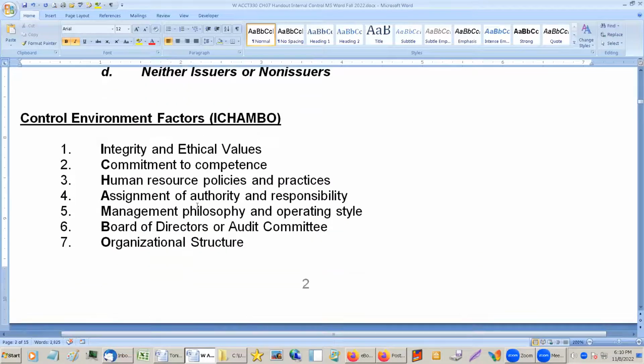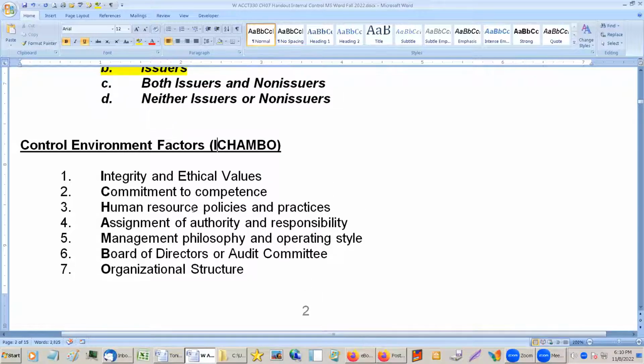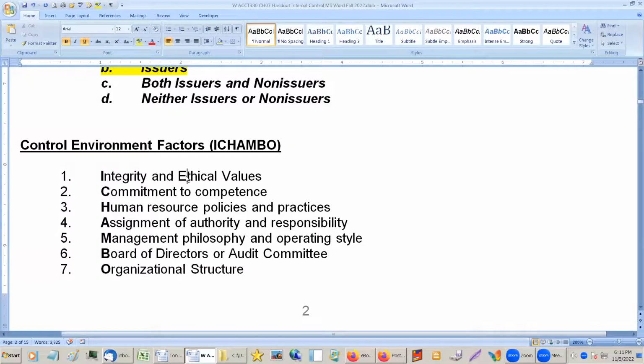Okay, control environment factors. You remember this by IC Hambo, which is exactly the same as the one that they had for me when I was going through. And this is the environment in which they operate. When you think about the environment, think about that Anthony video, what the environment was. What was it like, the environment that they worked in?